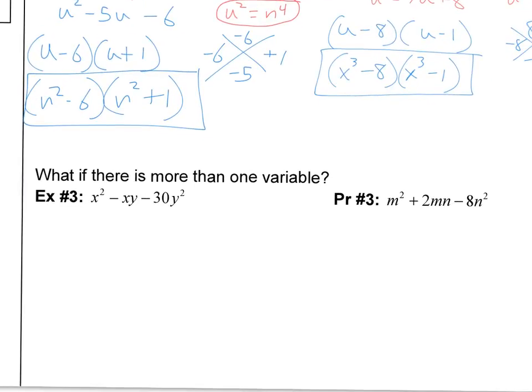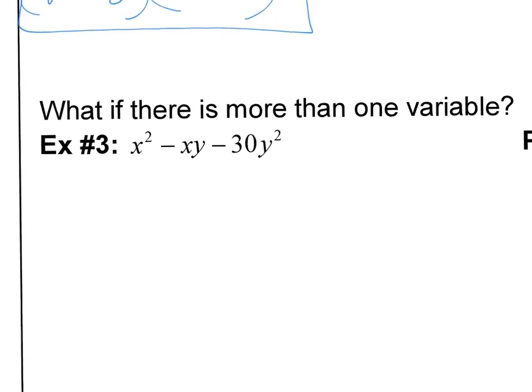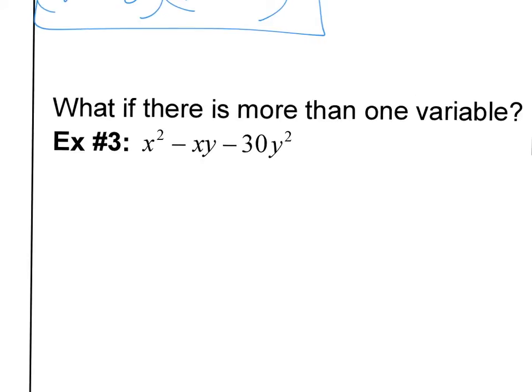It says, what if there is more than one variable? So here's the deal. If there's more than one variable, there's a couple things you can do. First of all, you could just kind of cancel the last variable or just kind of ignore it for now and then put it back in later. But I don't really like that too much because it's not really math friendly. You don't really know why you're doing that.